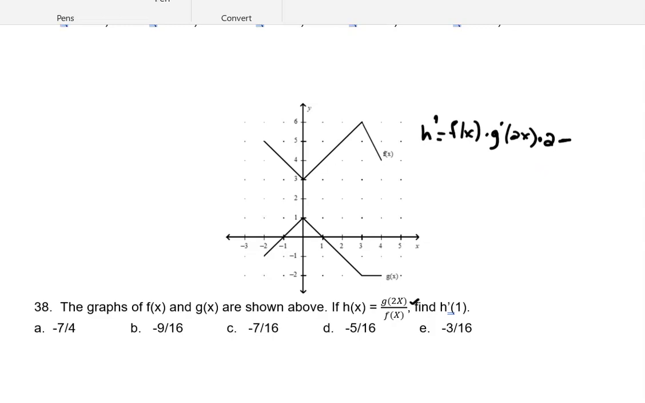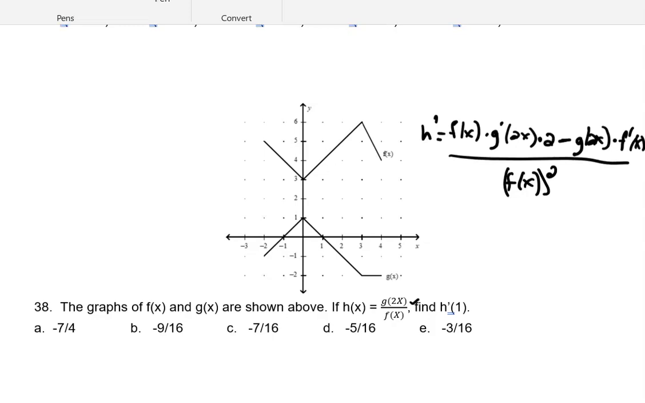Then we do minus the top. So g of 2x stays the same. And then the derivative of your denominator would be f primed of x. All divided by your denominator squared. Okay.